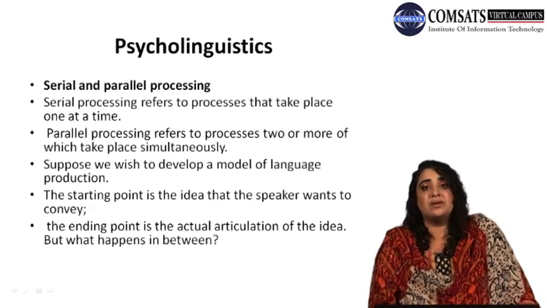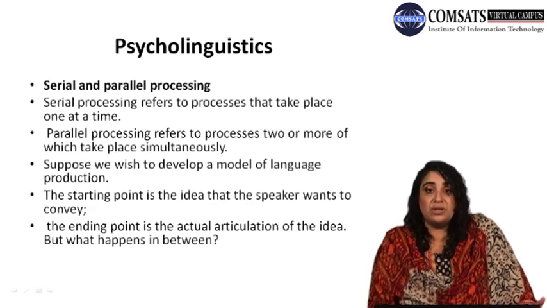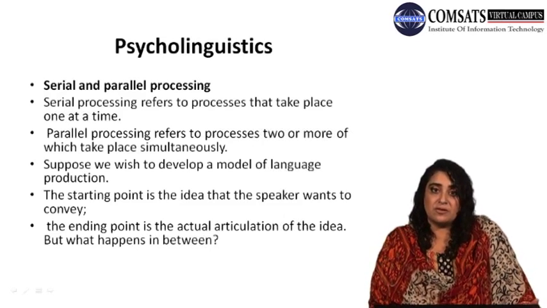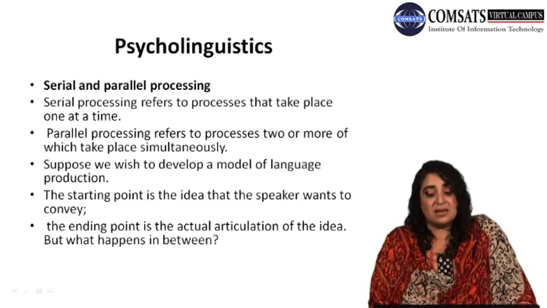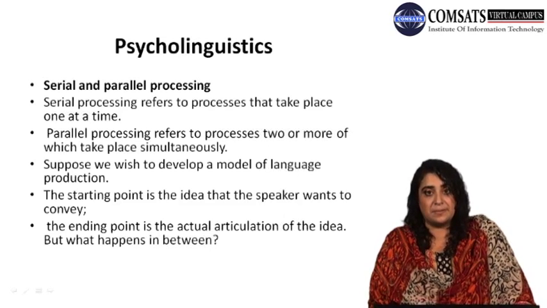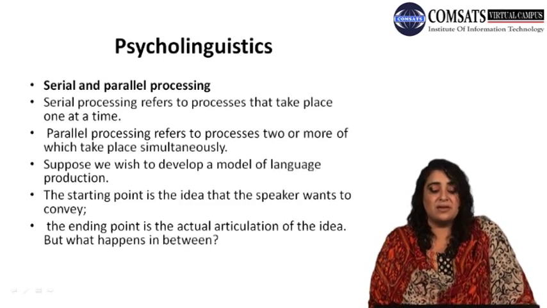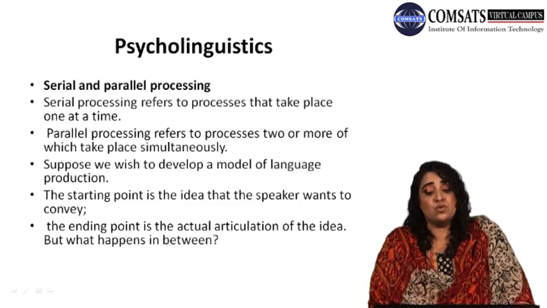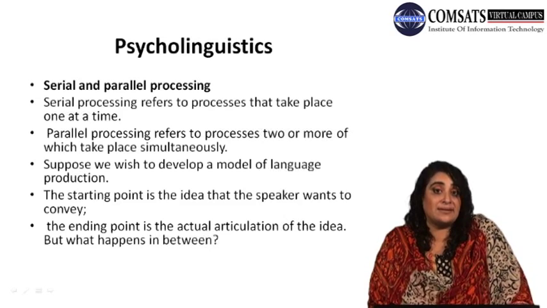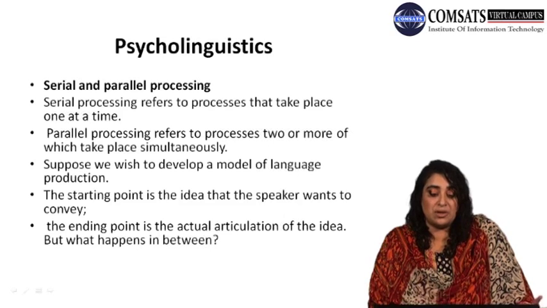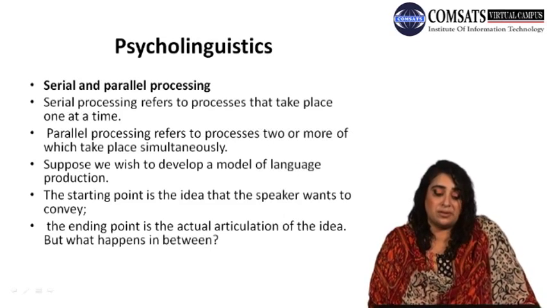So when we start discussing them, then we move on to serial and parallel processing. We discussed this before also. Serial processing refers to processes that take place one at a time. Serial, like stepwise. So those are the processes that take place one at a time. Ek ek karke. Parallel processing. Parallel se matlab aapko pata hona chahiye ke side by side. So parallel processing refers to processes, two or more of which take place simultaneously. So ek saath, ek time pe do processes ho rahe ho. That would, do ya do se zyada, that would be parallel processing.